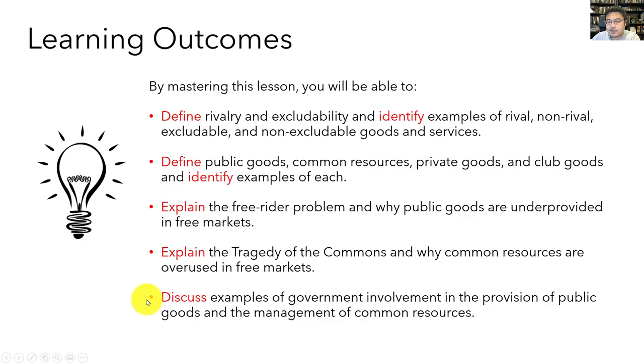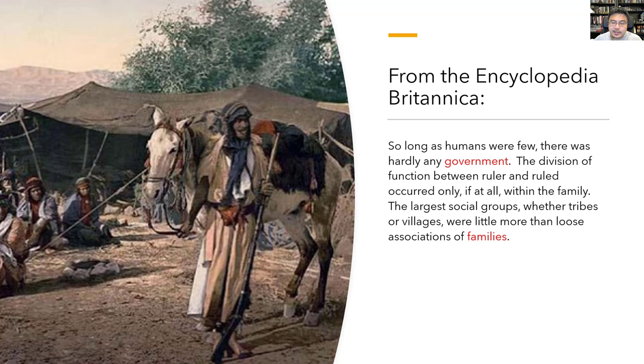Now, before we get started, I want to read you a passage from the Encyclopedia Britannica's entry on government, which talks about the history of ancient human government. So here goes. So long as humans were few, there was hardly any government. The division of function between ruler and ruled occurred only, if at all, within the family. The largest social groups, whether tribes or villages, were little more than loose associations of families.